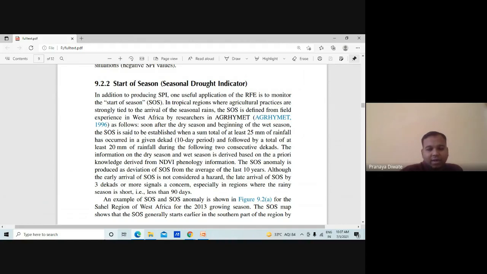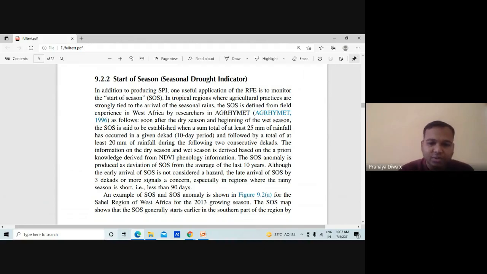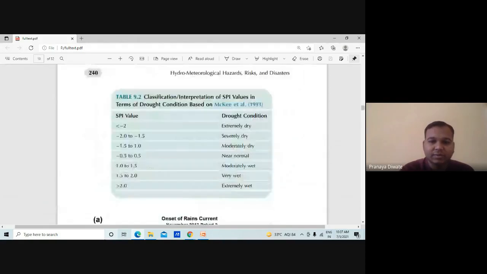So this condition is what gives the SOS. The SOS anomaly produces a deviation of SOS from the average of the last 10 years. Although the early arrival of SOS is not considered a hazard, a late arrival of SOS is a concern. An example of SOS and SOS anomaly is shown in this figure.